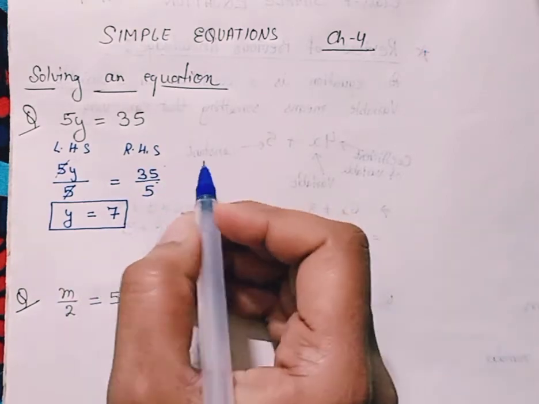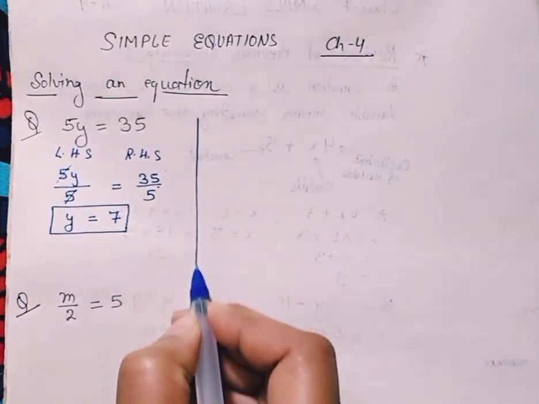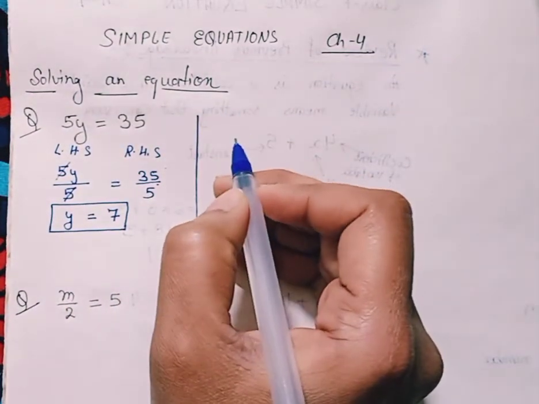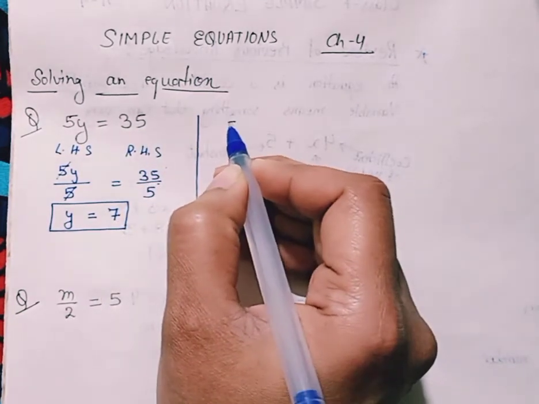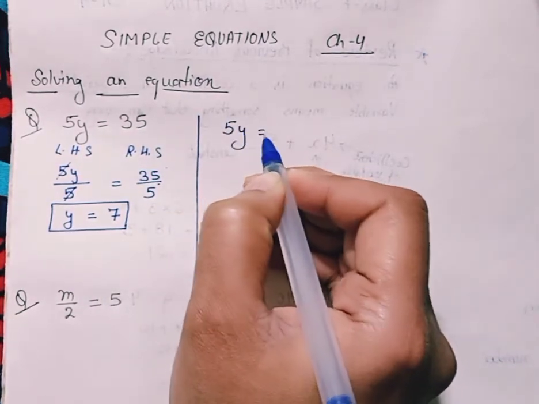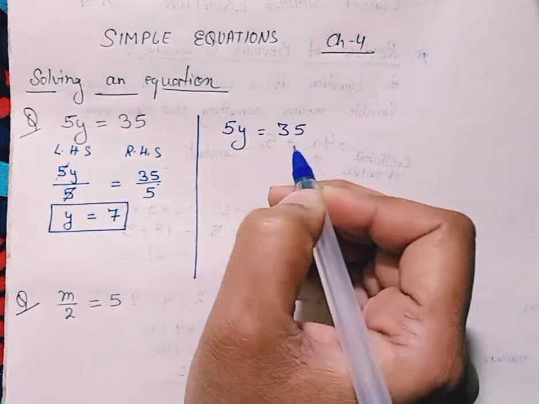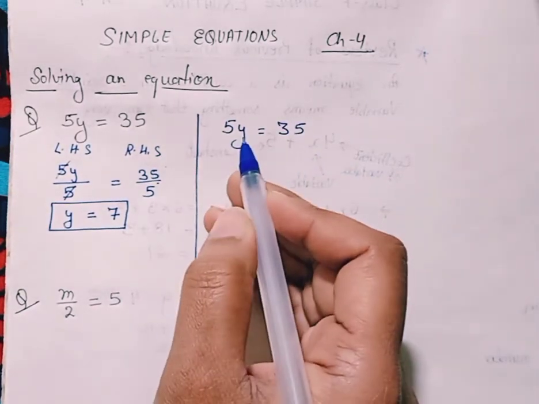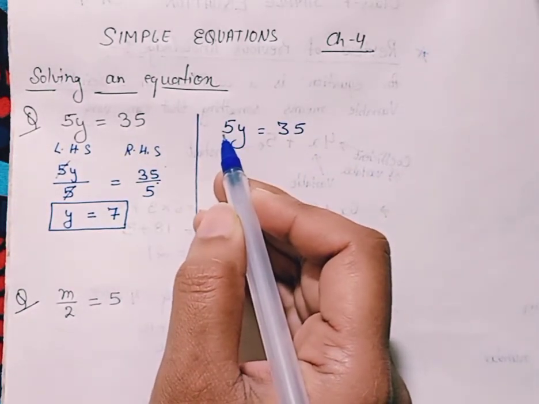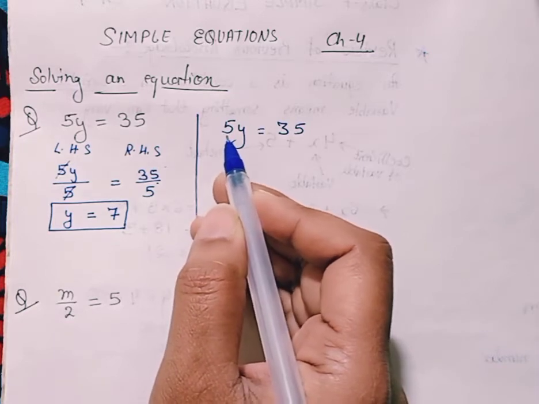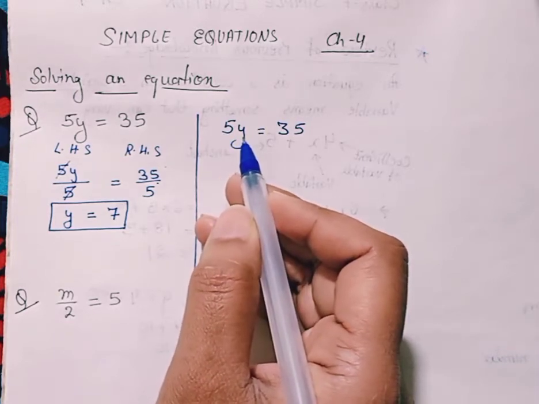Secondly, we can solve this equation in another way also. That is, I'm going to solve it again. 5y is equal to 35. Those numbers are simply the coefficient of the variable. This 5 is called the coefficient of y.